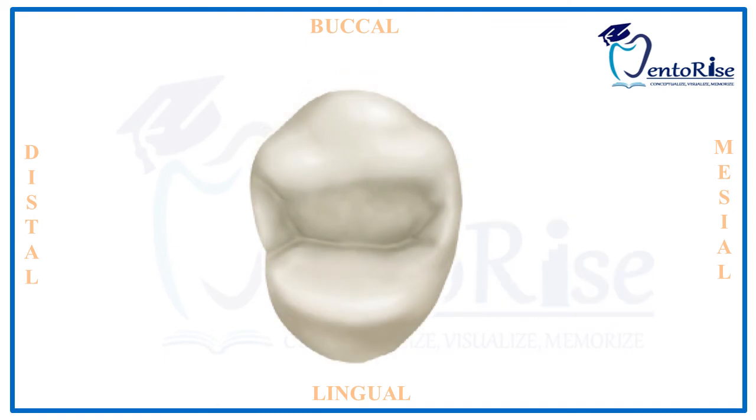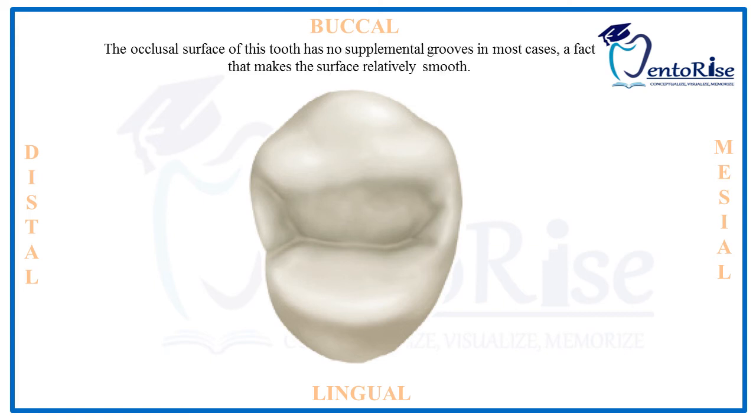Now let's take up the second heading, that is the grooves. As we have already read in our video on landmarks on tooth surface part 4, a groove is a line that marks the distinction of the primary parts of the crown and the root. Therefore, studying the grooves on the occlusal surface of the permanent maxillary first premolar, first of all, the occlusal surface of this tooth has no supplemental grooves in most cases. That makes the surface relatively smooth. Now let's discuss the main grooves that are present on this surface.